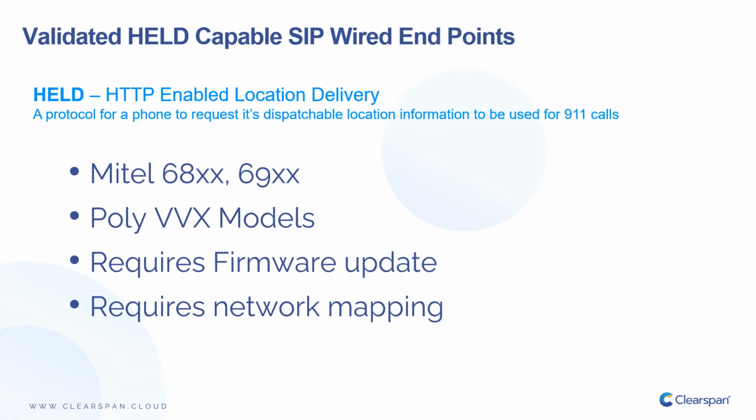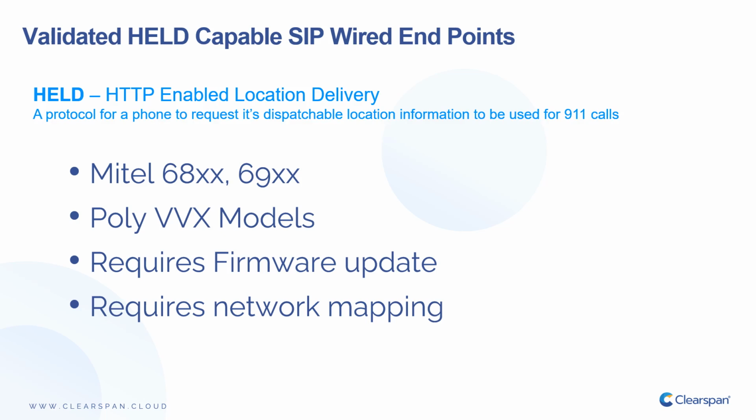There are currently 2 phone manufacturers that are being validated for the Clearspan service, Mitel and Poly. The HELD/LIS capabilities are limited to the Mitel 6800 and 6900 phone models, and the Poly VVX models, excluding the conference phones. Once the validation is completed, any existing Clearspan applicable phone would be required to be at the correct firmware level to support the HELD/LIS functionality.